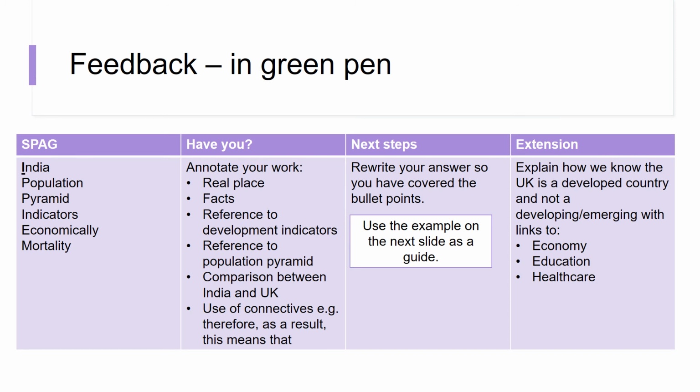Please can you use the feedback on this slide to improve your answer, as you would do in lesson. We've got spelling, punctuation and grammar. Please pick 3 and write out 3 times. Annotate your answer using the Have You column as a tick list. You can then complete the next steps and the extension task if you wish to.